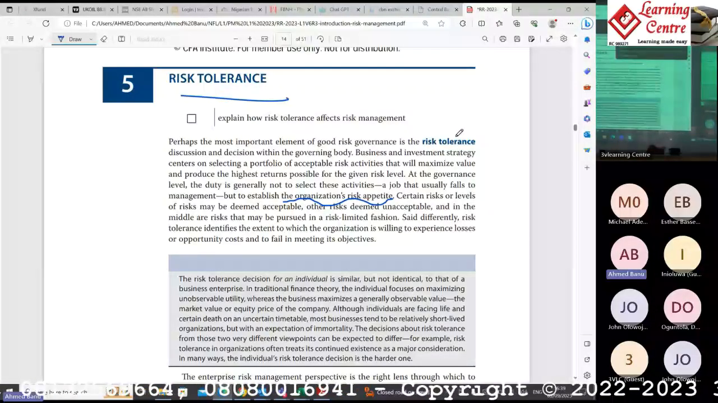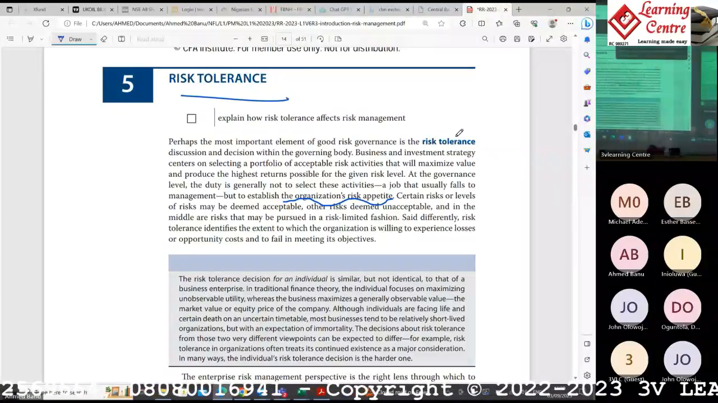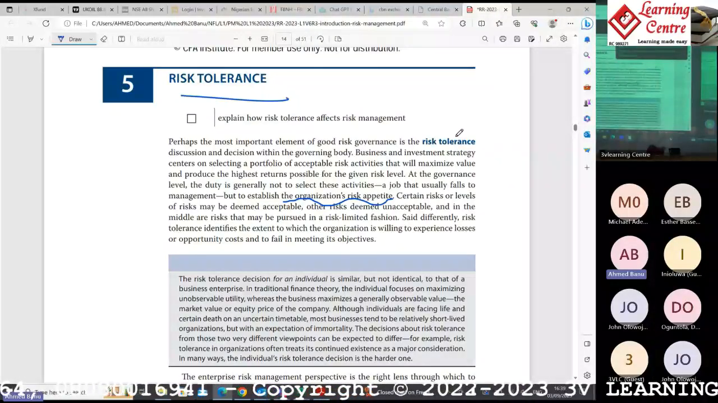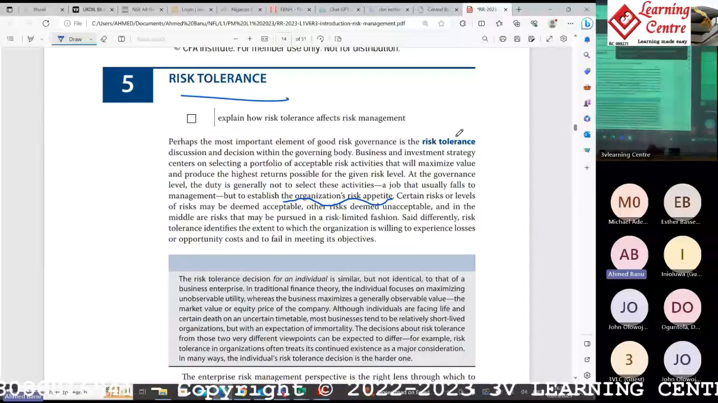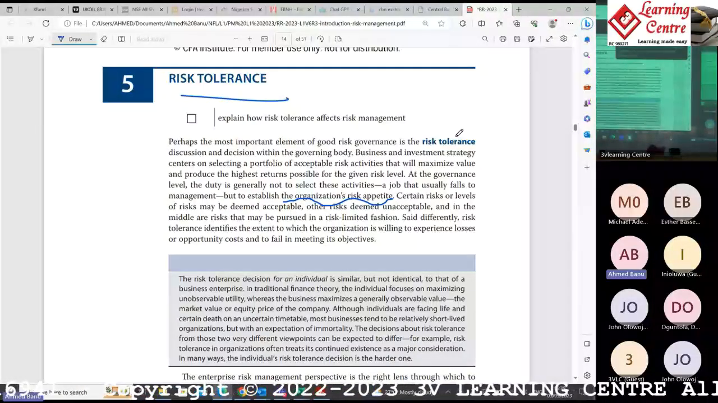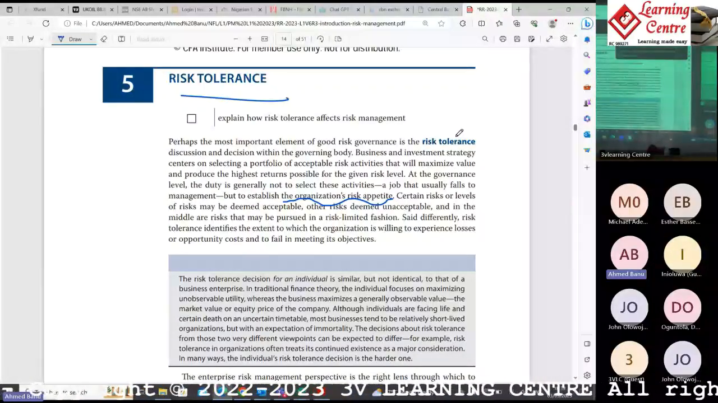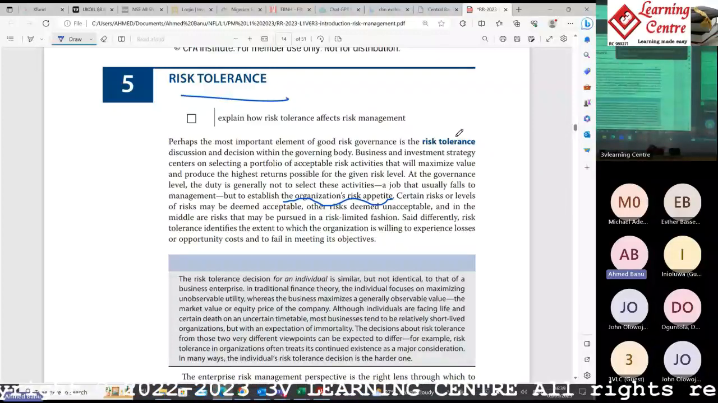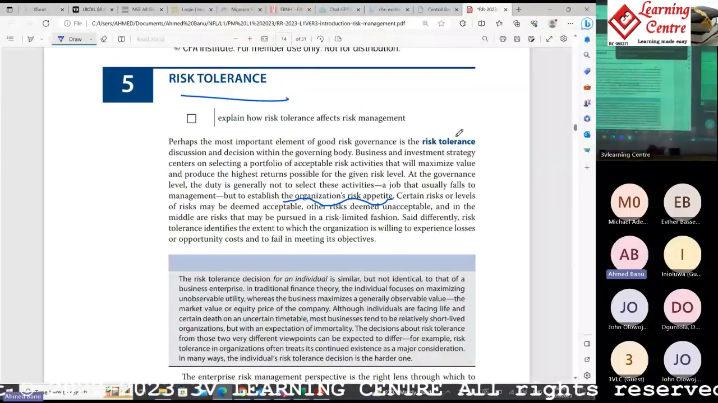So you have to establish the organization's risk appetite. What level of risk do you want to be taking? You can't be saying that you are risk averse and you are doing work or a business where all your money can blow up at once.